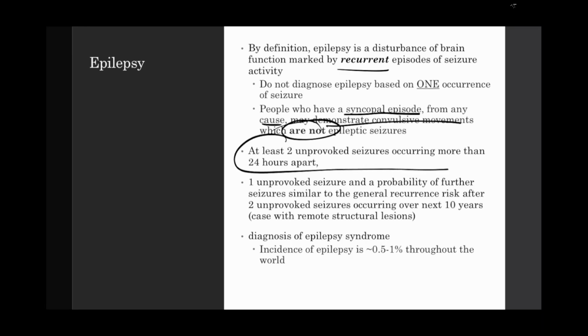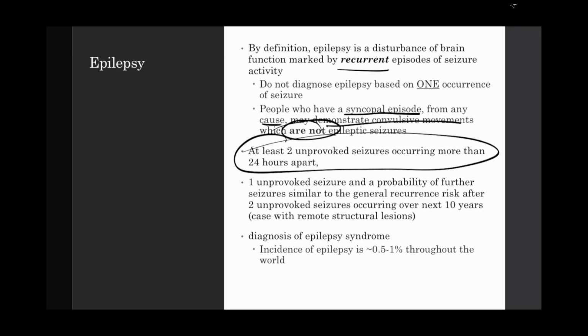Here's the key one: 2 unprovoked seizures greater than 24 hours apart. If it's within 24 hours, the systemic derangements that you're trying to correct haven't had enough time yet. So if you have 2 seizures within 12 hours, that's all due to the same event. But if there's a long period of time in between, then we can say, yeah, this is probably epilepsy, because they're having recurrent seizures greater than 24 hours apart. They're considered separate events.